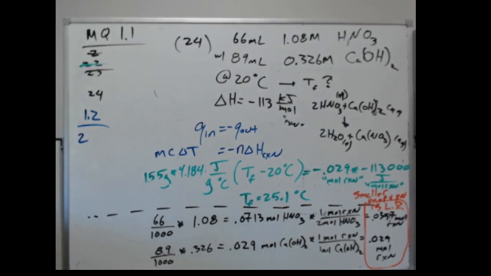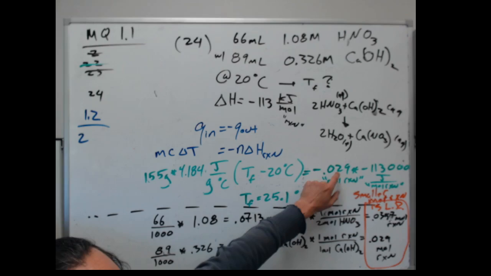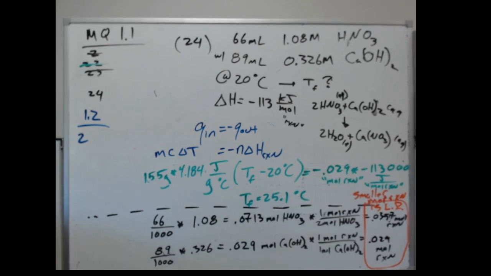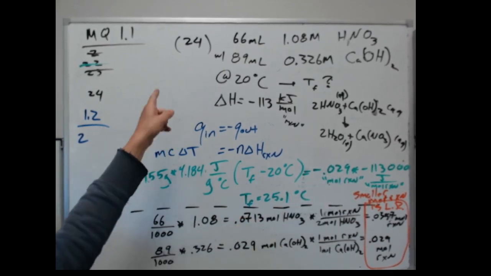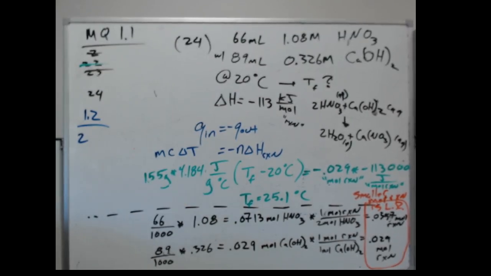Makes sense for some of the examples we've seen previously, right? When we did this in class, we poured acid and base together. It only went up by like 2 or 3 degrees, right? Even though these reactions are very exothermic, we're only reacting small amounts of material. And that small amount of material is going into a lot of water. So we don't see huge temperature increases in these cases.